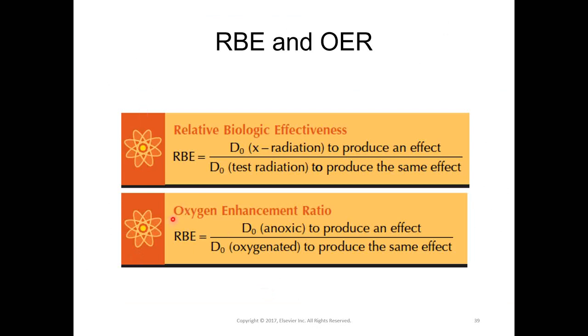Here are two formulas that you need to know from this chapter, and that's your relative biologic effectiveness and your oxygen enhancement ratio.